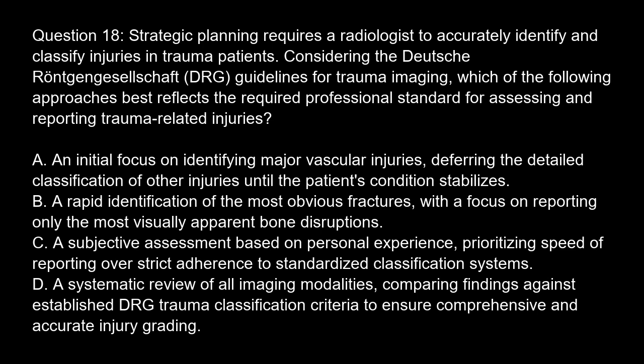Option A. An initial focus on identifying major vascular injuries, deferring the detailed classification of other injuries until the patient's condition stabilizes. Option B. A rapid identification of the most obvious fractures, with a focus on reporting only the most visually apparent bone disruptions. Option C. A subjective assessment based on personal experience, prioritizing speed of reporting over strict adherence to standardized classification systems. Option D. A systematic review of all imaging modalities, comparing findings against established DRG trauma classification criteria to ensure comprehensive and accurate injury grading.